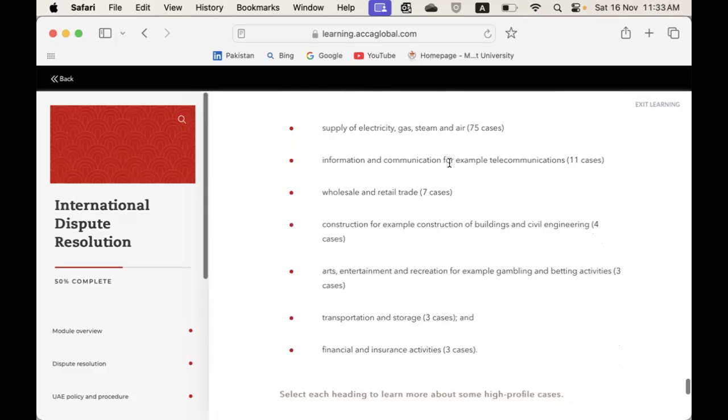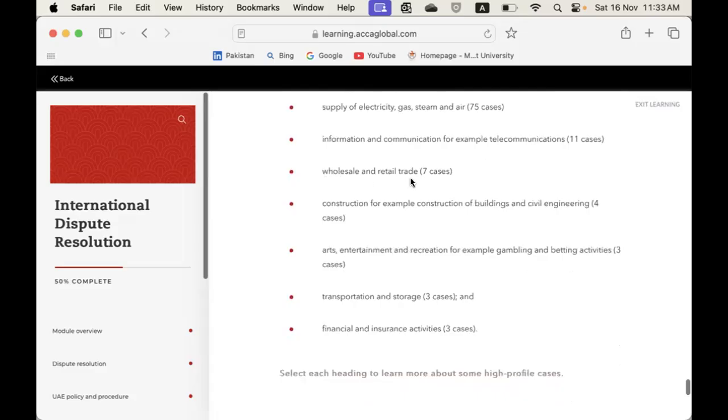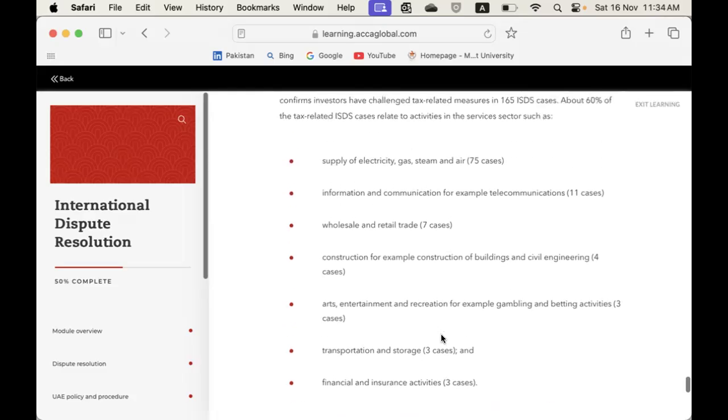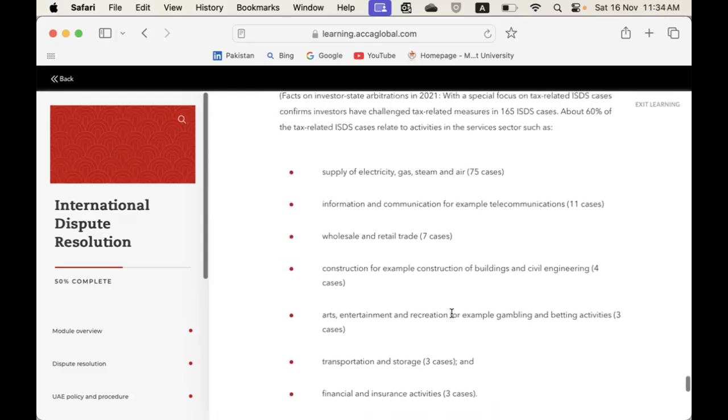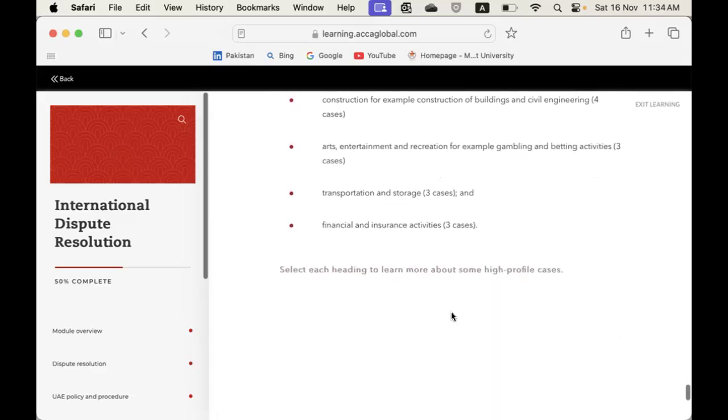Information and communication, for example, telecom and ICT companies basically. There were 11 cases for ICT. Wholesale and retail trade, 7 cases. Construction, for example, construction of buildings and civil engineering, again some 4 cases. Arts, entertainment, and recreation, for example, gambling and betting activities, there were 3 cases. Transportation and storage, again 3 cases. Financial and insurance activities, again 3 cases. So these are examples of the investment dispute cases that were brought, around 165 cases.